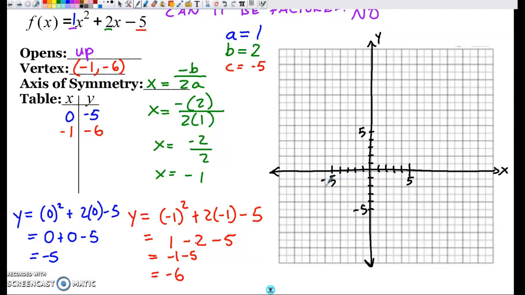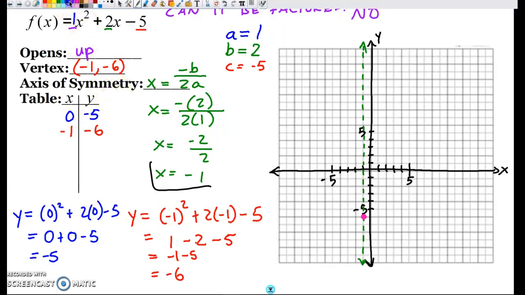Let's plot what we know so far. The axis of symmetry, x equals negative 1. That's my axis of symmetry. I'm going to plot that on my graph first. So plug negative 1 in. Make my axis of symmetry at negative 1. I'll plot my point. My vertex is going to be at negative 1, negative 6. It's going to be right here. I don't know what my x-intercepts are, but I know what my y-intercept is. And I have 0, negative 5 in.